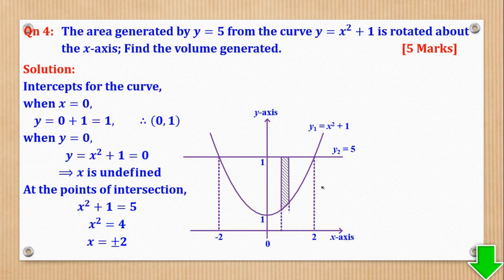So the area they want is the area enclosed by this. It is the one which is rotating. But remember, we are rotating about the x-axis. Therefore, the element of volume we should come up with to be in that form: a hollow cylinder with thickness delta x, which is here.